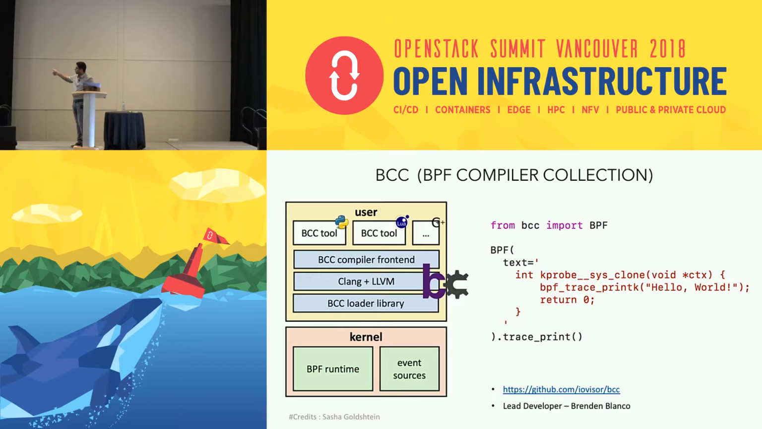And the BPF trace print is a helper function, by using which you can just pass some data to the trace pipe in your kernel. And then the trace print, what you see below, is just a blocking call on the trace pipe, which you have in the sysfs kernel debug events. The project is majorly being worked upon by the IOVisor company, whose repo name is there. The lead developer is Brendan Blanco.